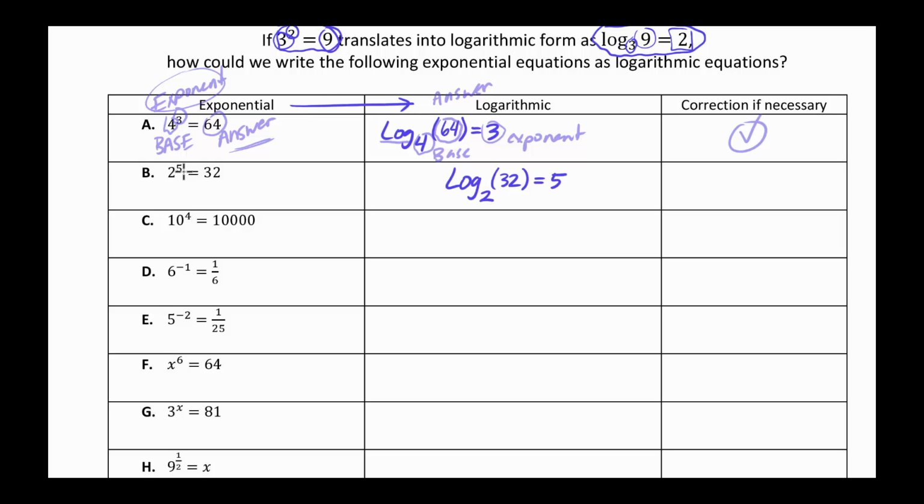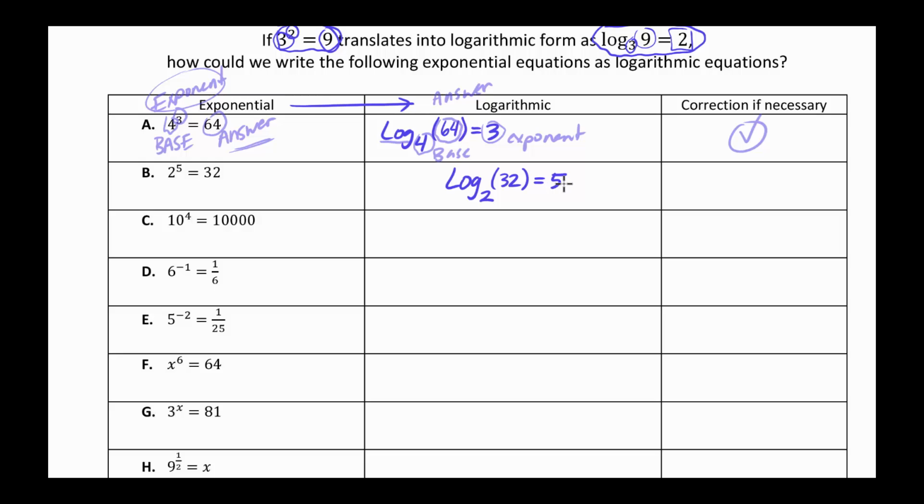It says 2 to the 5th equals 32. Rewriting that in logarithmic form will look like this. Log base, we'll look back here and see what the base was. Our base was 2, so it'll be log base 2. We have 32 is what the solution is, what the answer is. That's right over here. It equals 32, so 32 goes inside the parentheses.